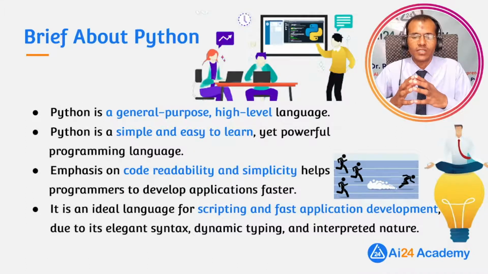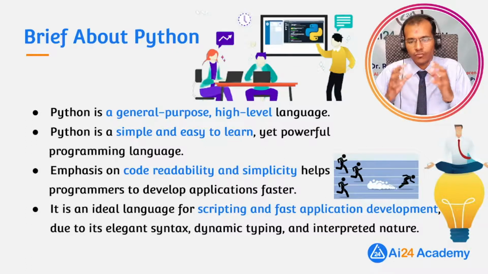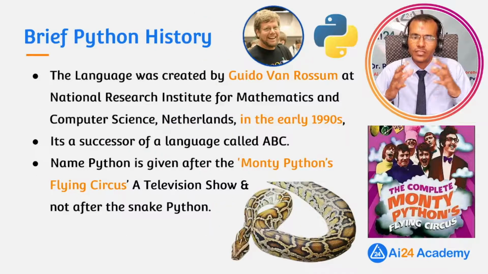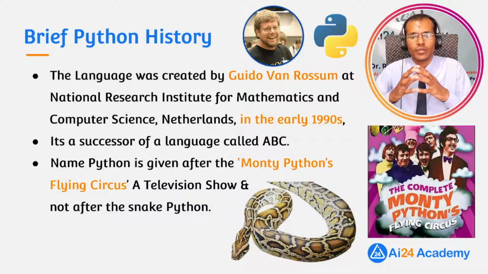This programming language is simple as well, easy to learn, and yet very powerful, and more focus is given on code readability and simplicity, which helps programmers to develop applications very fast. And it is an ideal language for scripting and fast application development due to its elegant syntax, dynamic typing, and interpreted nature. Let us look at the history of Python programming language.